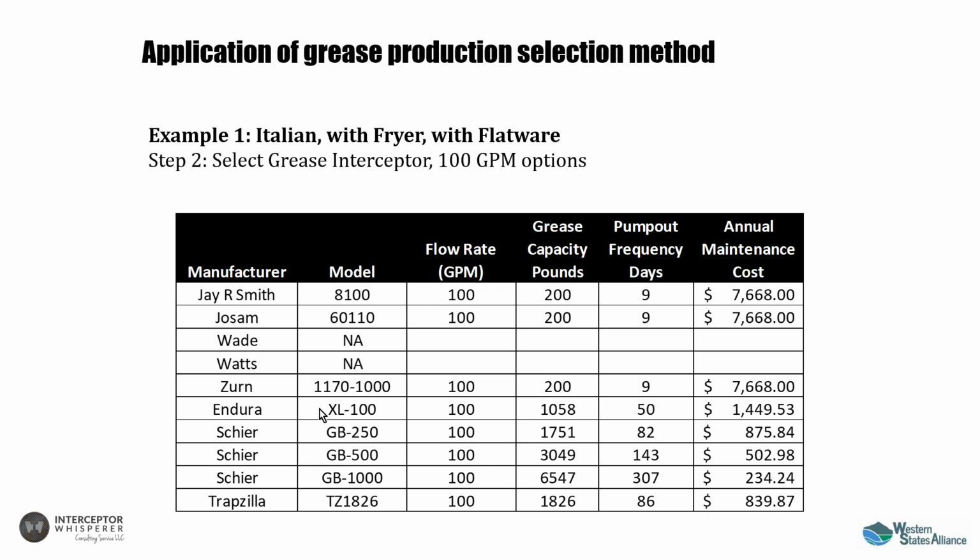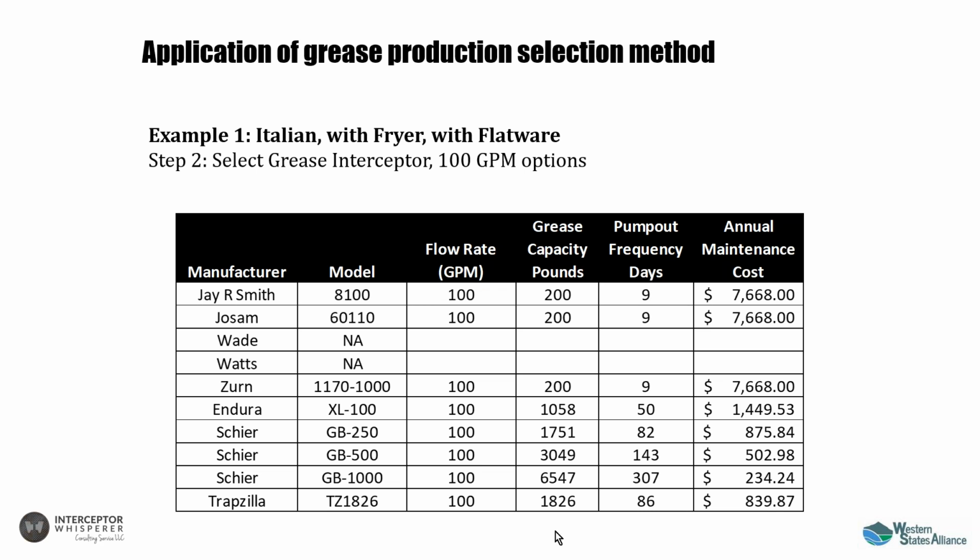So here's this Endura XL 100, 1,058 pounds. That gives us 50 days at $1,400. Shear's new GB250, so they've retested this with a new inlet configuration, and it now holds 1,751 pounds, which would give us 82 days. Trapzilla's 1826 would give us 86 days. So look at this. For $875 a year, $800 a year, it's like 75 bucks a month. That's affordable. That is affordable to a restaurant.